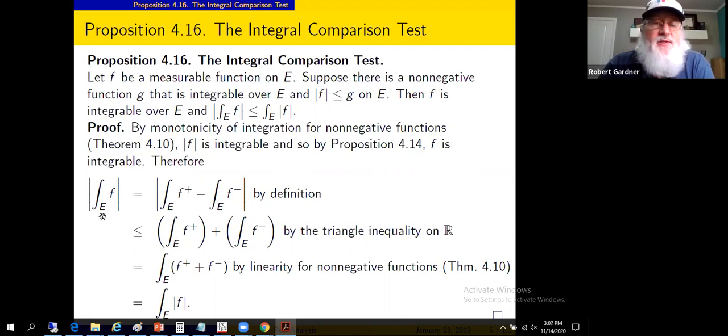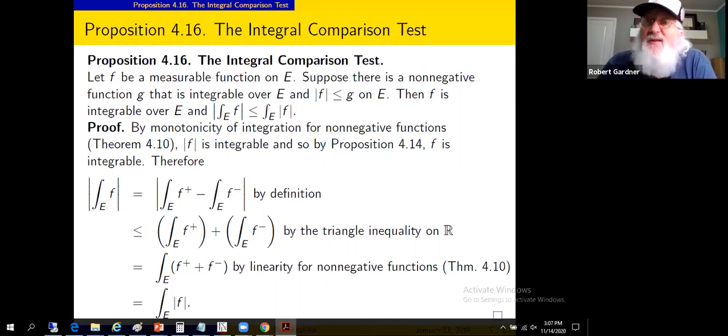Let's deal with this absolute value of the integral. All right, and this is the end of the proof down here. This is a quick argument as well, and it's simply a matter of taking the question elsewhere. Let's take the integral over E of f to, by definition, the integral over E of the positive part minus the integral over E of the negative part.